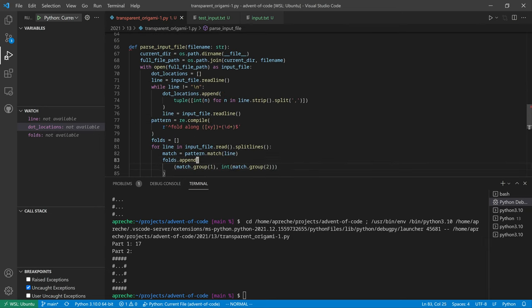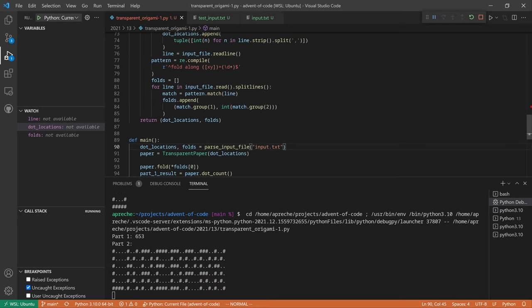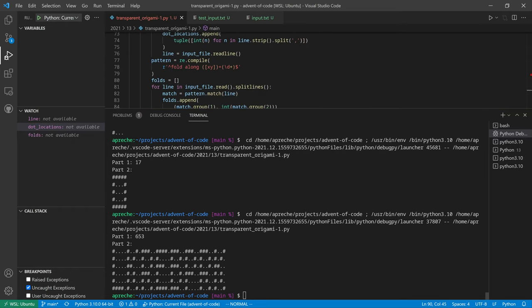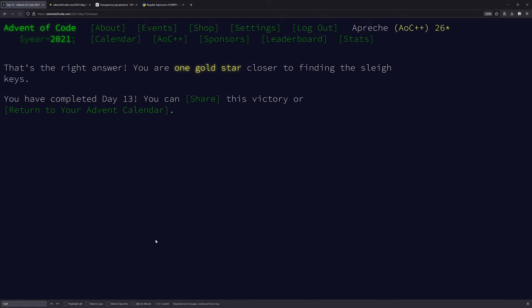Well, what if we do our real input? Is it going to work? We might need the shift. We don't need the shift. There you go. It's hard to read that. LKREBPRK. And that's the right answer. All right, we will see you tomorrow.